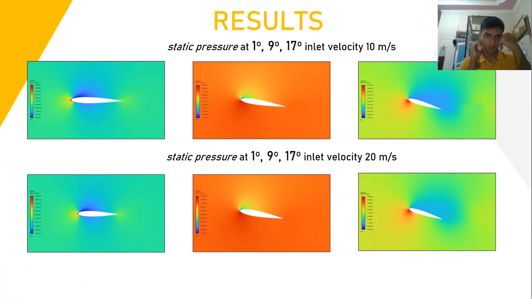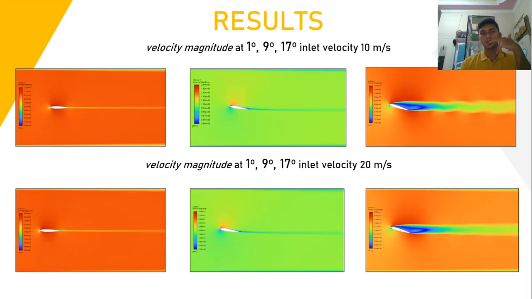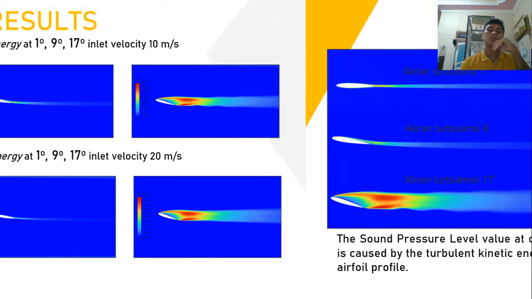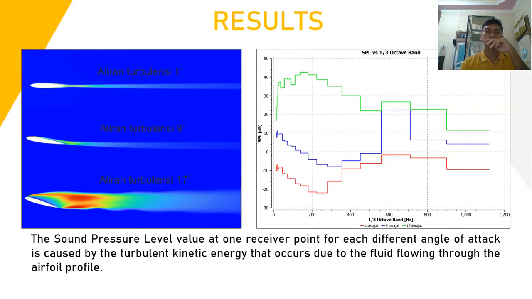This is the contour of the static pressure. This is the velocity magnitude contour, at different angles of attack and different velocities. Then this is the turbulent kinetic energy at different angles of attack and inlet velocities. The sound pressure level value at one receiver point for different angles of attack is caused by the turbulent kinetic energy that occurs due to fluid flowing through the airfoil.